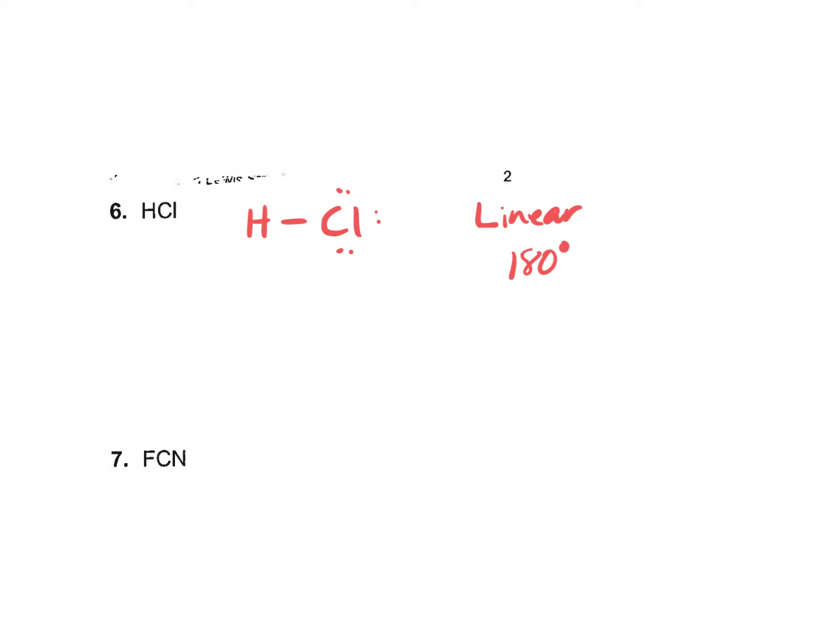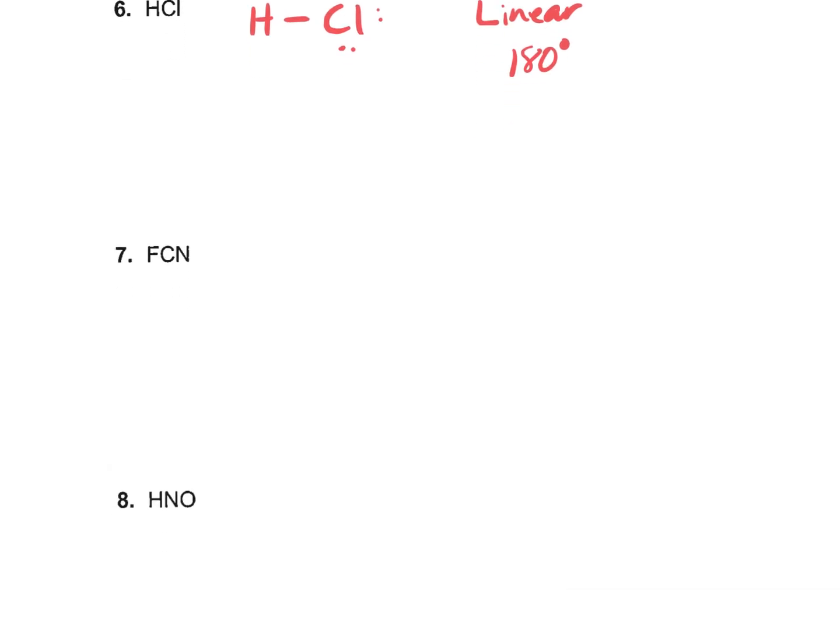Here we have hydrogen chloride. So we're going to have hydrogen bonded to chlorine, and this would be the structure. This, of course, is going to be a linear structure with a bond angle of 180 degrees. Linear, 180 degrees. Okay? Okay, so let's not name this one, but there's fluorine connected to a cyanide group. Okay, you don't have to know that. Please don't worry if you're like, wait, what did you just say? Let's just put these together.